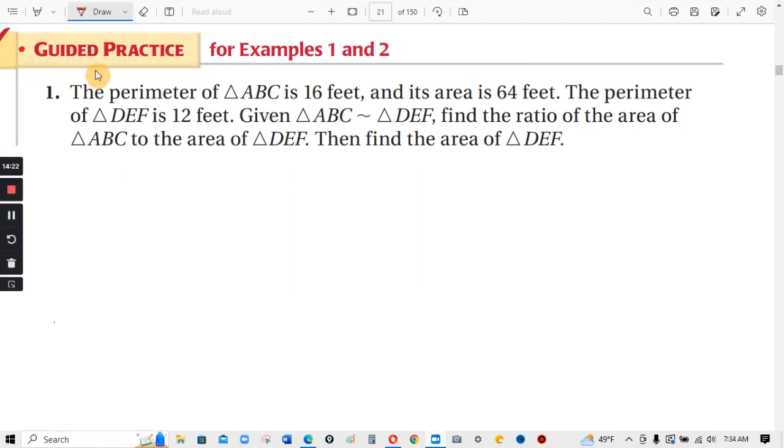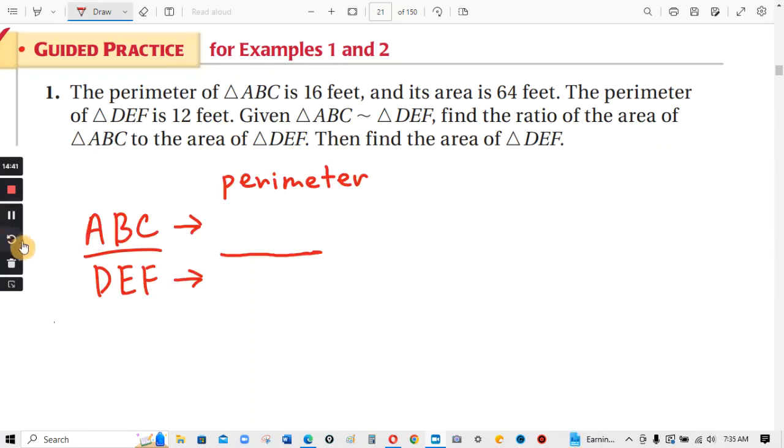Please pause and try guided practice number 1. It says the perimeter of triangle ABC is 16 feet, area is 64. Perimeter of DEF is 12. Given that they are similar, find the ratio of the area of ABC to the area of DEF. Then find the area of DEF. I'll give you a hint. I suggest you put ABC in the numerator, DEF in the denominator. Find the ratio of the perimeters based on the write-up, and then square it to find the ratio of the areas.